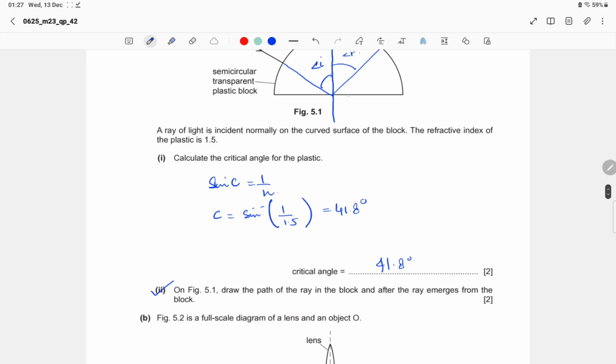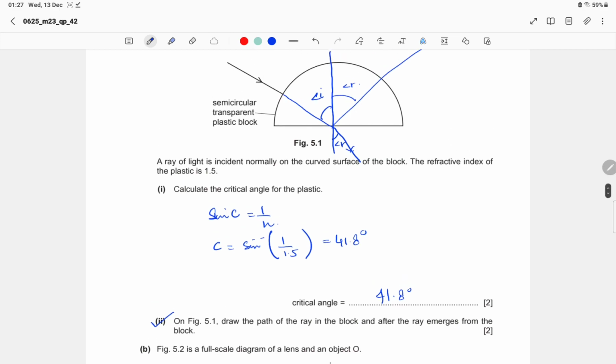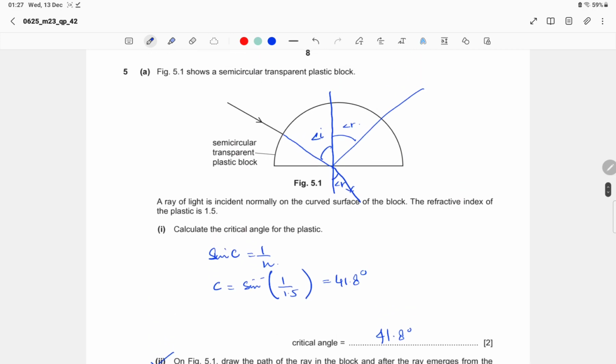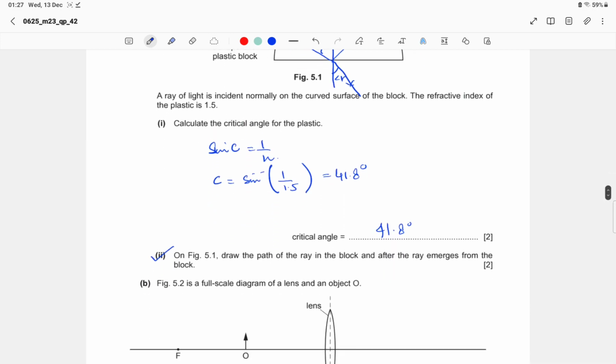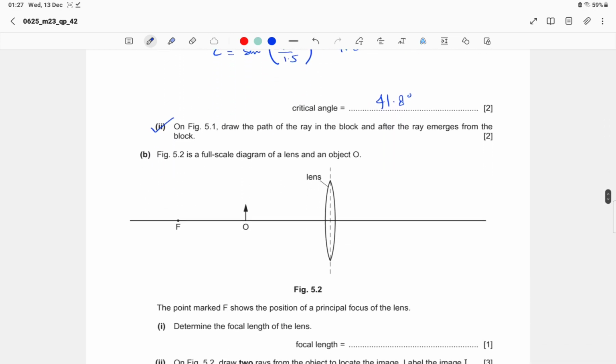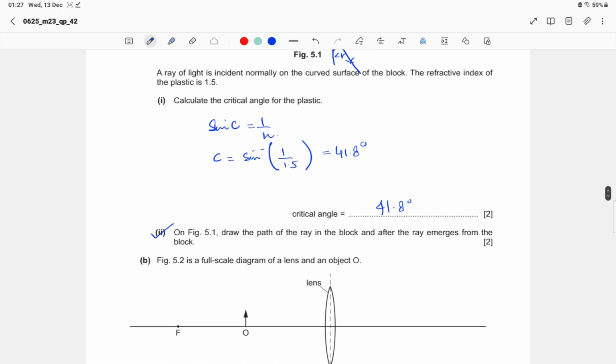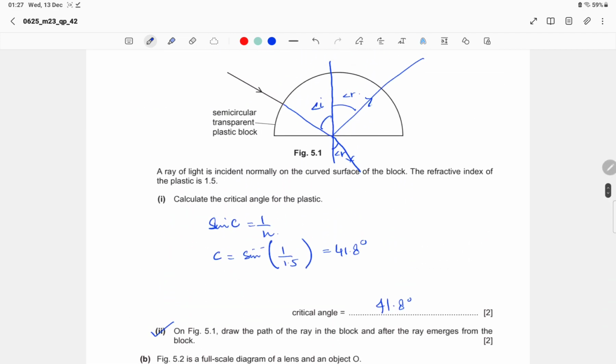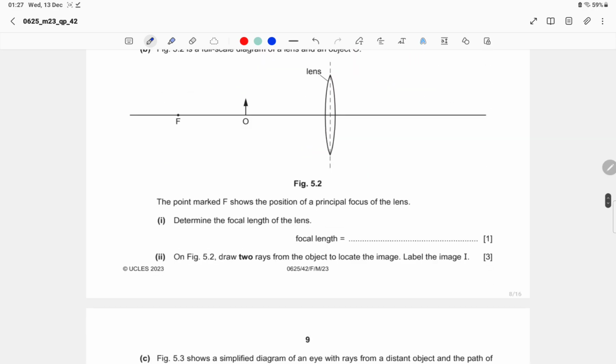And we can also do this, that it can be reflected as well. If it is refracted, then it's going to be this, and if it is reflected, then it's going to be this one. Reflected, this is the one, and for refracted, this is the one.